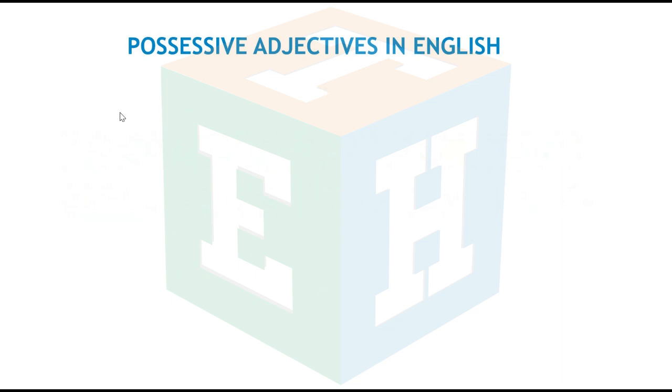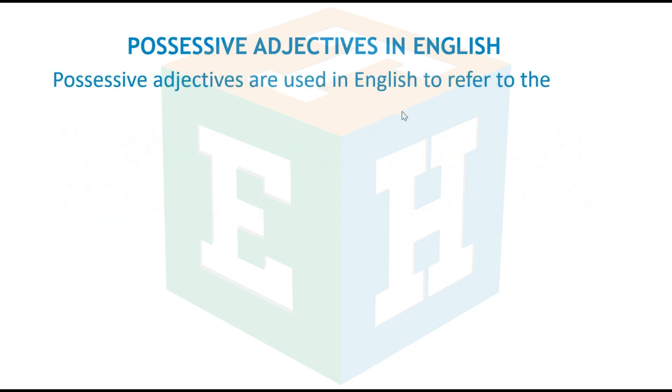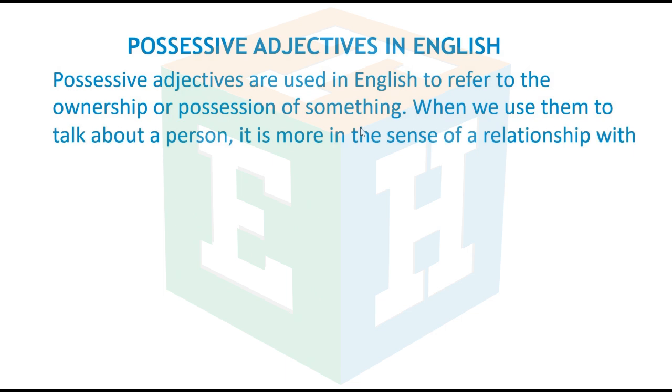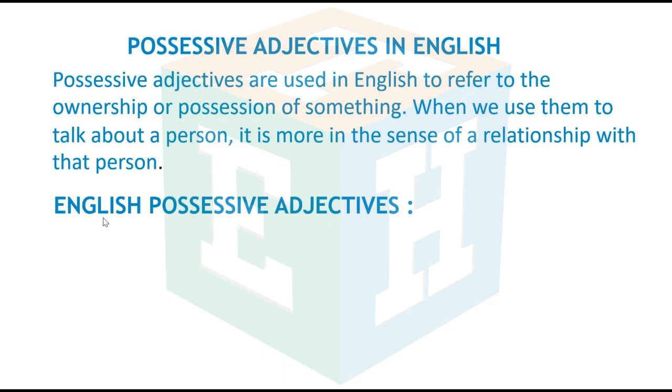Possessive adjectives in English. Possessive adjectives are used in English to refer to the ownership or possession of something. When we use them to talk about a person, it is more in the sense of a relationship with that person. English possessive adjectives.